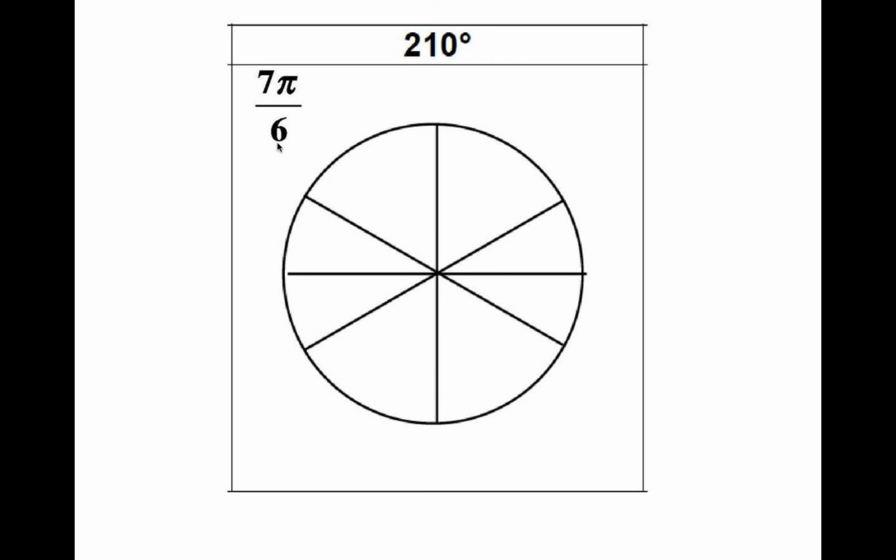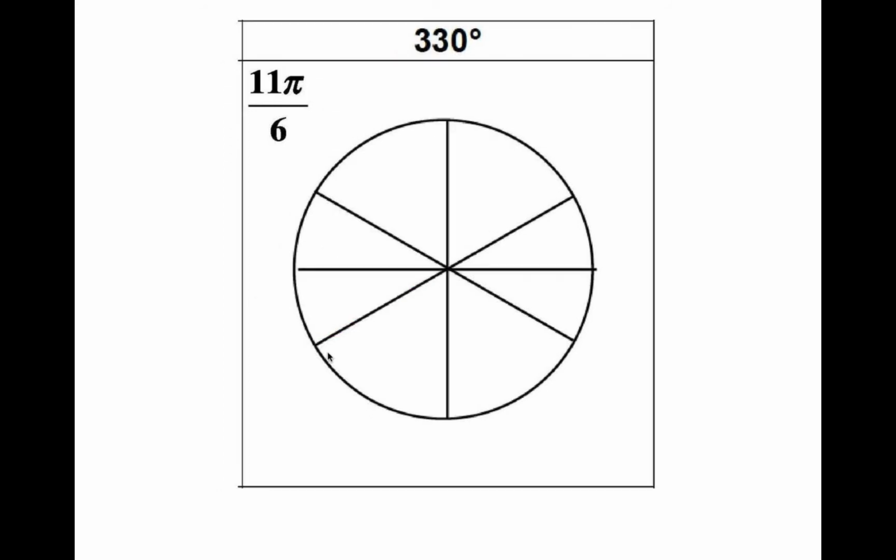7 pi over 6, that's 1 1/6 pi. So more than a full pi by a sixth of a pi, so it's over here. And then finally, this is a mixed number, it's 1 5/6 pi. So that's more than 1 pi, more than 1.5, but less than 2, so it's down here. Whenever you see a 6 in the denominator, the angle is pi over 6, which is equal to 30 degrees.